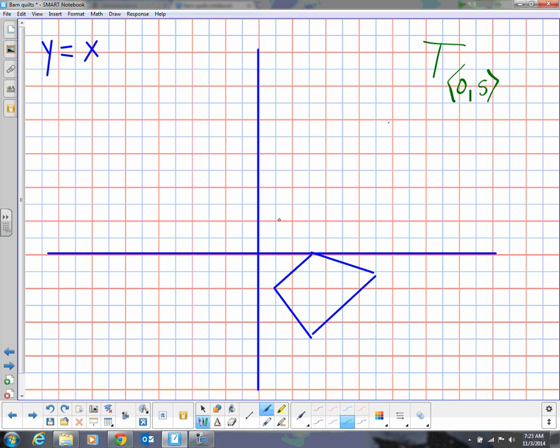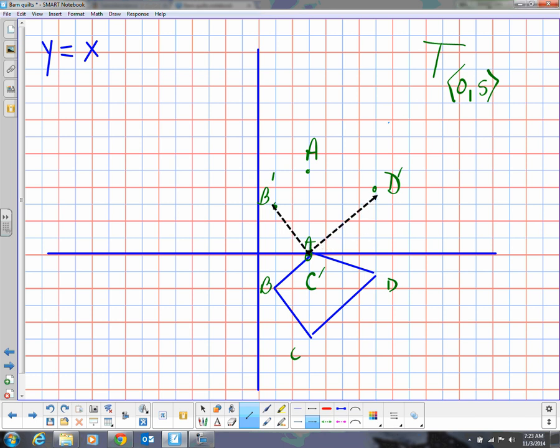So 1, 2, 3, 4, 5. No left or right movement. So this is going to be B prime. 1, 2, 3, 4, 5. That's going to be A prime. This is D. 1, 2, 3, 4, 5. That's D prime. This is C. 1, 2, 3, 4, 5. That's C prime. All right, so after this is where we're at.